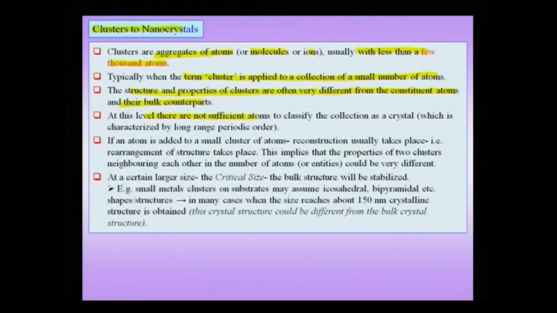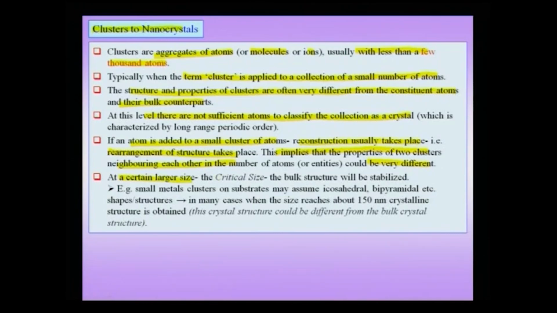At this level of the cluster, there are not sufficient atoms to classify it as a crystal, as we saw, because there are insufficient atoms to establish long range periodic order. If an atom is added to a small cluster of atoms, reconstruction usually takes place. I mean reconstruction with respect to the structure, which is a rearrangement of the atoms, and this implies that the properties of two clusters which are close to each other in terms of number of atoms could be very different, and this is what makes the study of these clusters very exciting.